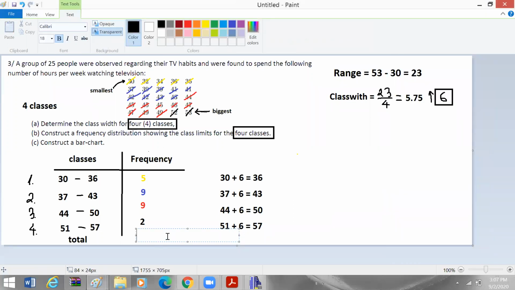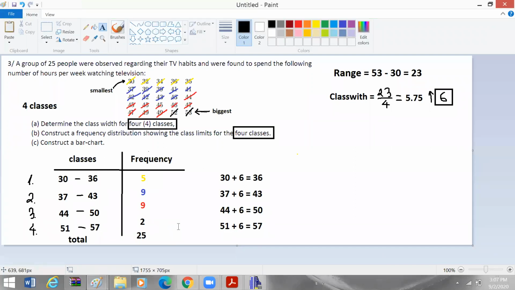Are we good? I have a question. Yeah. Let's just say the class width had ended up being 5.25, would we be rounding down to 5, or are we always to round up to the next integer?